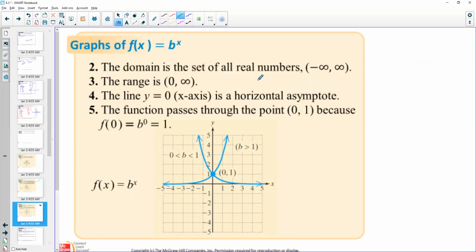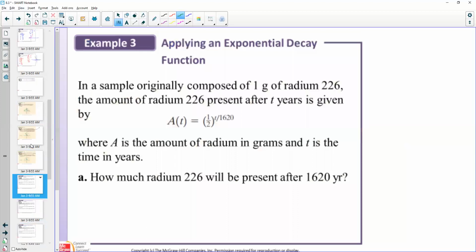The domain is always the set of real numbers, so the x values go from negative infinity to infinity. The range is always from 0 up. The closer the graph gets to 0, it gets closer and closer on the y-line. It never really touches, okay? There is something called a horizontal asymptote at the line y equals 0. It means nothing goes below it. And it always passes through the point (0, 1), because f(0), no matter what exponential function you have, anything to the 0 power is 1 every time. All right, so we're going to use this to do stuff.